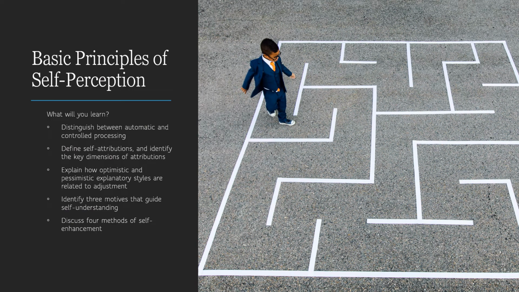As we think about the concept of the self, a very important component that comes to mind is how we perceive ourselves, or self-perception. So in this section, you're going to be learning about automatic and controlled processing and how these two different types of processing affect self-perception.